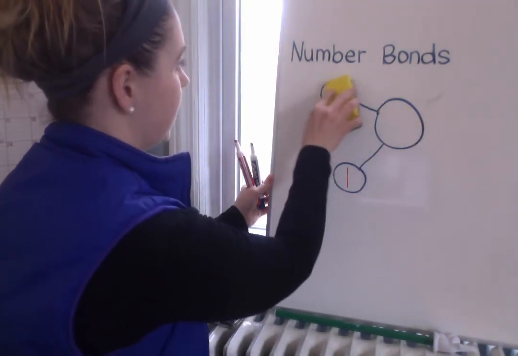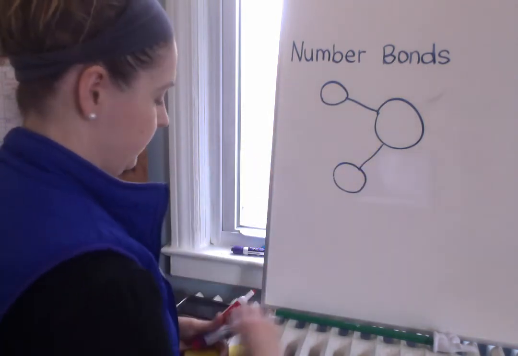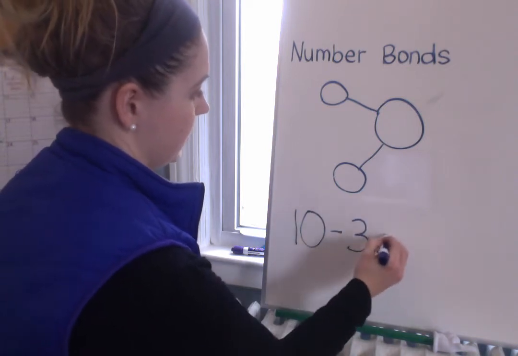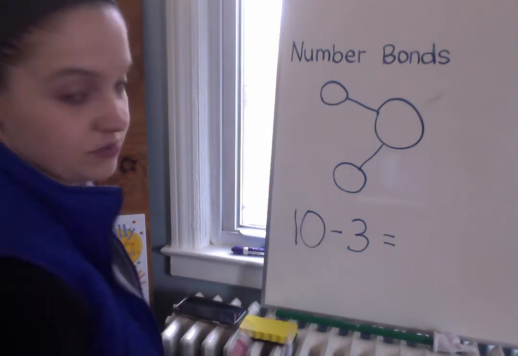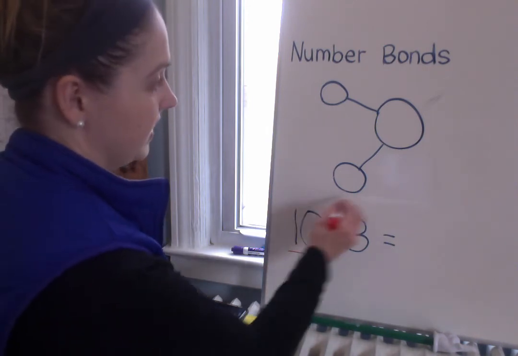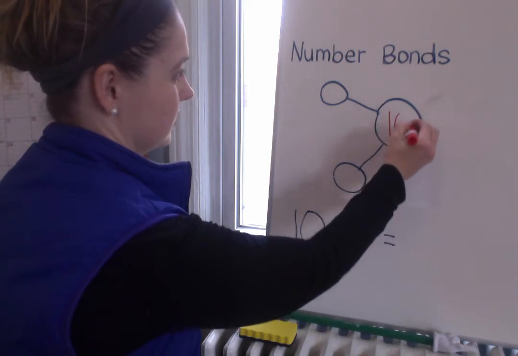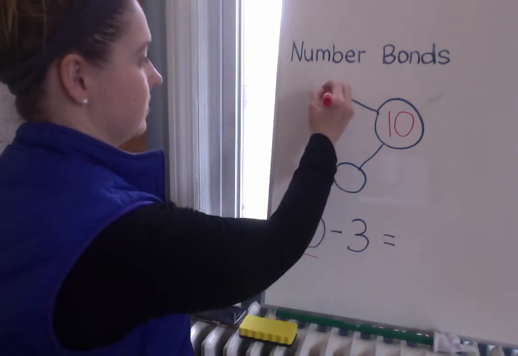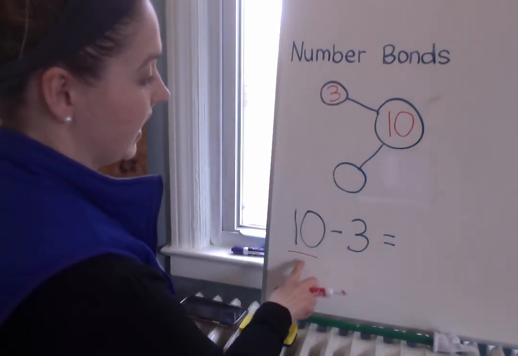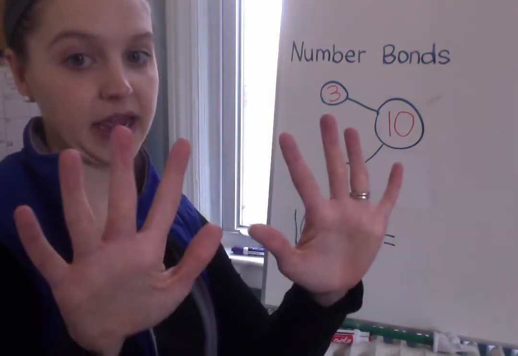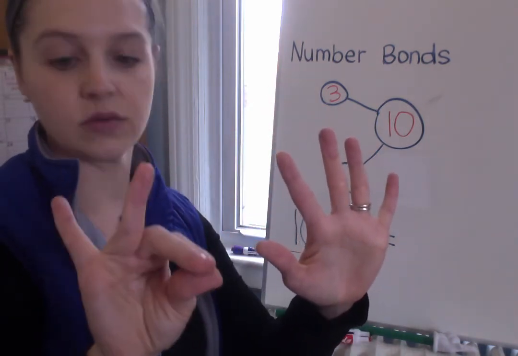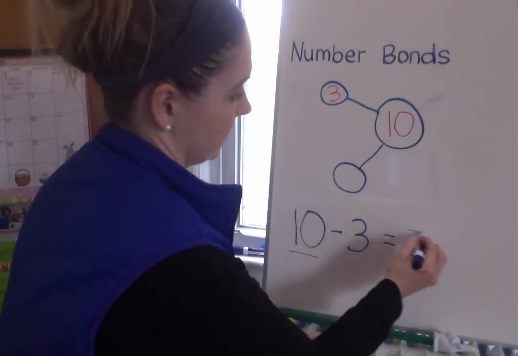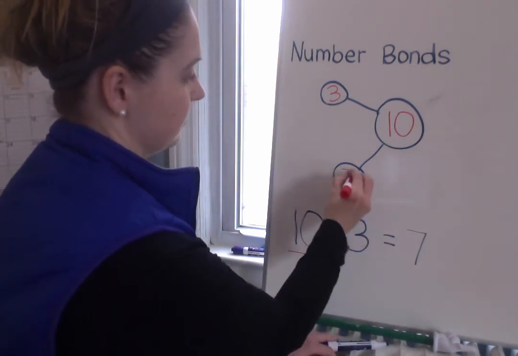Let's fill in the number bond for the subtraction problem. 10 minus 3 equals. Because I see a subtraction sign here, my 10 is going to go in the big circle this time. I'm taking away 3. 3 can go in either one of the small circles. I'll put it at the top. Now I'm going to solve for my answer. 10 minus 3 equals 1, 2, 3, 4, 5, 6, 7 is my answer. I can write 7 in my problem, and then I can add 7 to my number bond.